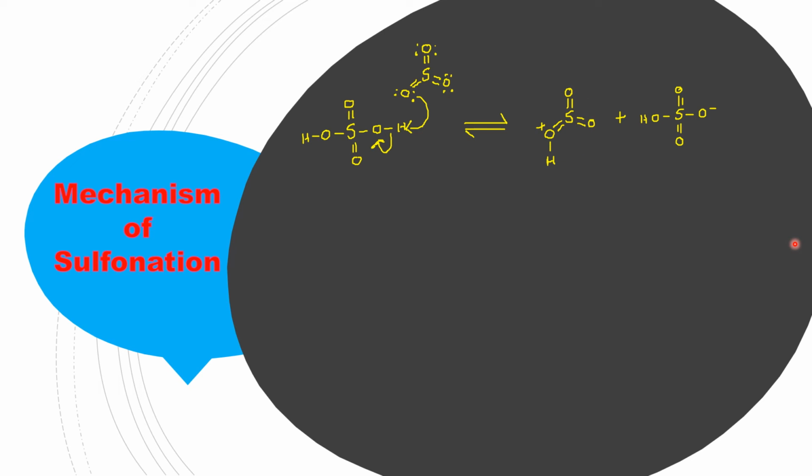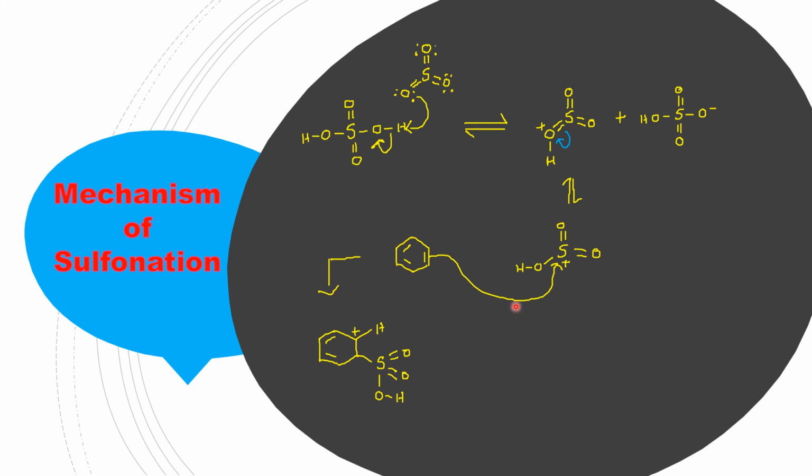Now in this molecule, the electrons will move in this way. Now here you can see the sulfur is getting a positive charge. That means this molecule is now acting as an electrophile. Now benzene will attack the electrophile. So the electrophilic center is sulfur. It's not oxygen, it's not hydrogen, because sulfur is positively charged. So the double bond will attack the electrophilic center, and this is the arenium ion. Then finally after deprotonation, aromaticity will be regained and we will get the final product.